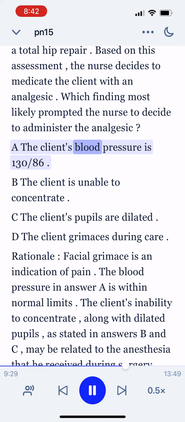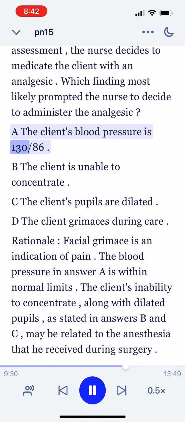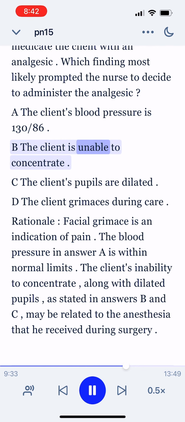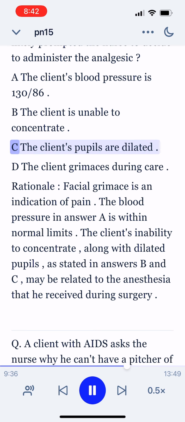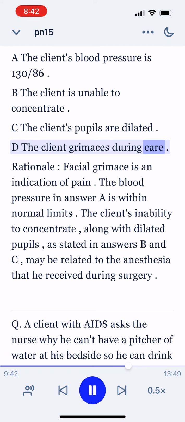A. The client's blood pressure is 130/86. B. The client is unable to concentrate. C. The client's pupils are dilated. D. The client grimaces during care.